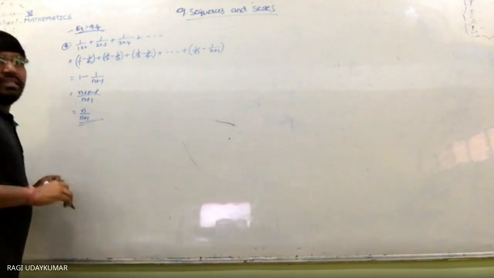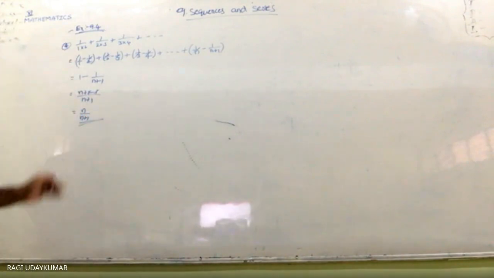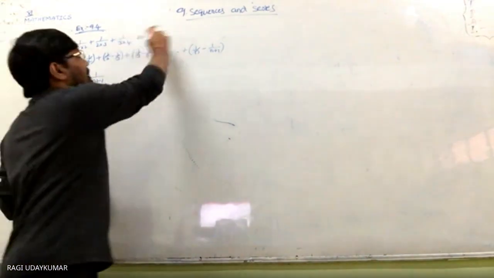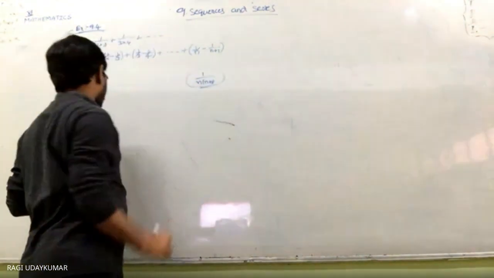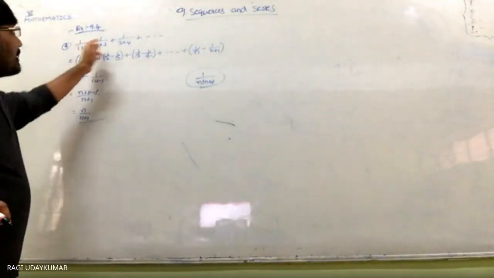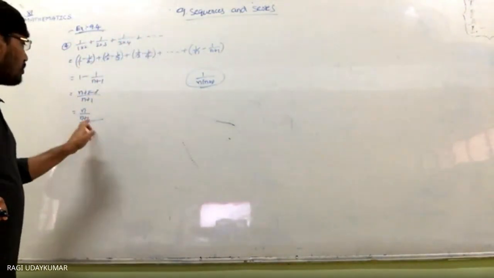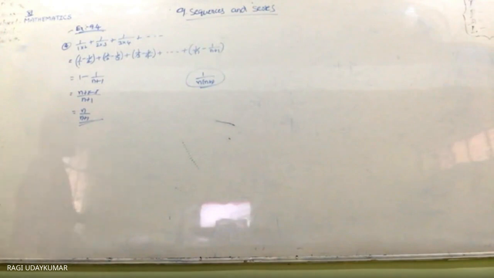This is directly the sum of the n terms, not the nth term. The nth term in this we are going to get as 1 by n into n plus 1. This is the nth term. But the sum of the n terms in this series we are going to get as n by n plus 1. Did you understand? So you just have to observe a little, nothing more than that.